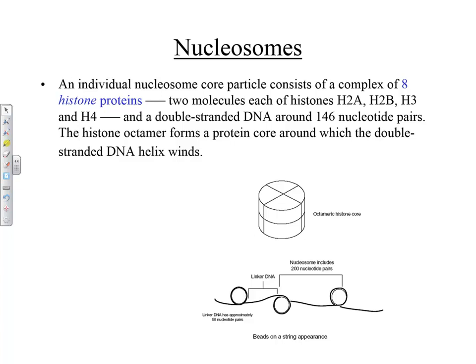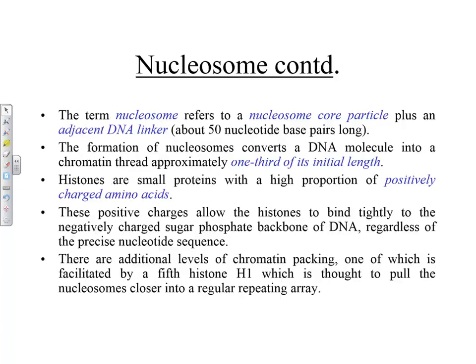So the histone octamer forms a protein core. So octamer, there are 8 of these pieces, 1, 2, 3, 4, and then 5, 6, 7, 8, around which the double-stranded DNA helix winds. The term nucleosome refers to basically a nucleosome core particle plus an adjacent DNA linker, which is about 50 nucleotide base pairs long. So the formation of nucleosomes, as I said, converts the DNA molecule into a chromatin thread, which is approximately a third of its initial length.